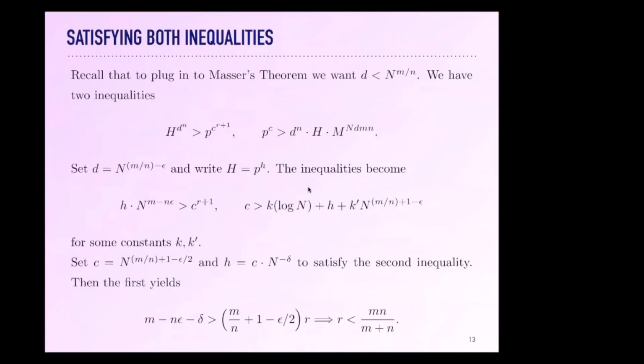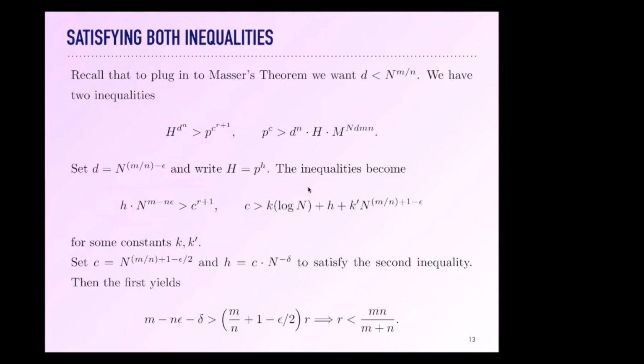Okay, so now you need two inequalities. You need h to be large relative to c to satisfy this, and you need c to be large relative to h to satisfy this. So they're kind of pulling in opposite directions. So now the degree that you want is n to the m over n minus epsilon, and we're going to write h as p to some lowercase h, so that these can be compared easily. Then the inequalities become inequalities in the exponents because everything is p to a power. Then this inequality becomes this.